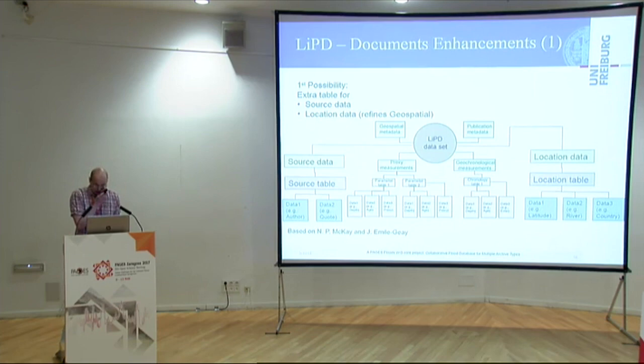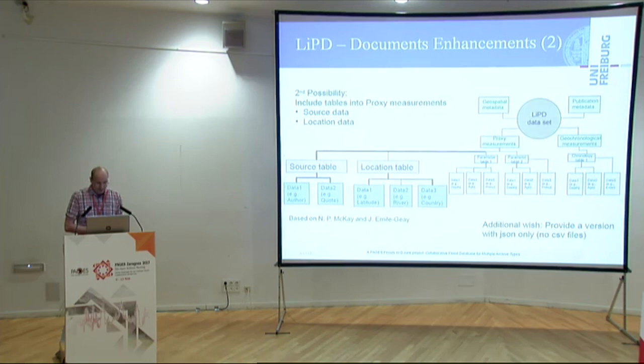Second idea is that you use this proxy measurement and add tables there, and you don't need to touch the central data set. Nearly the same. Yeah, nice would be if we have a completely JSON method with no CSV files.